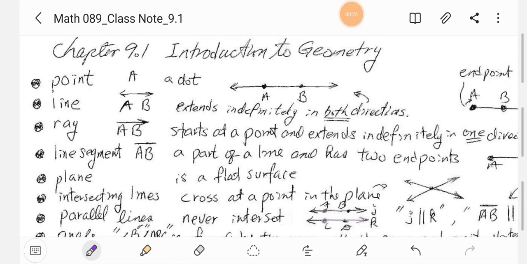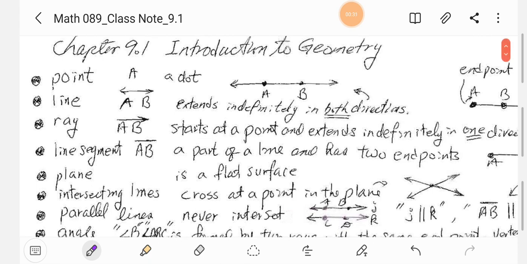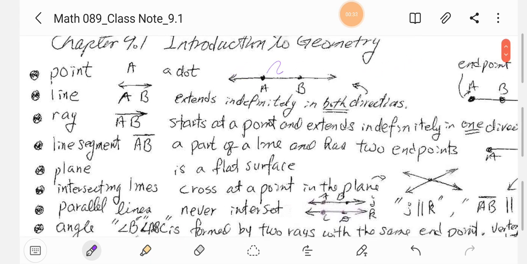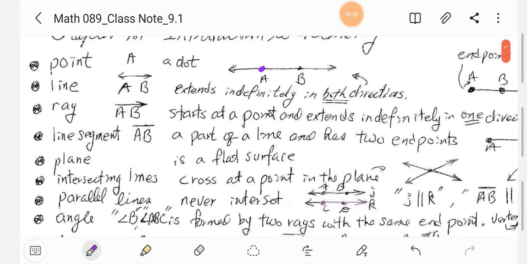So a point is just a dot. A point is symbolized by drawing a dot. So that is a point. If you have a number line like this, then this is a point. It's a point on a line.